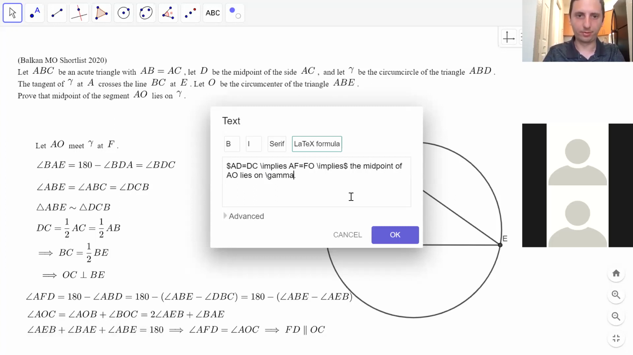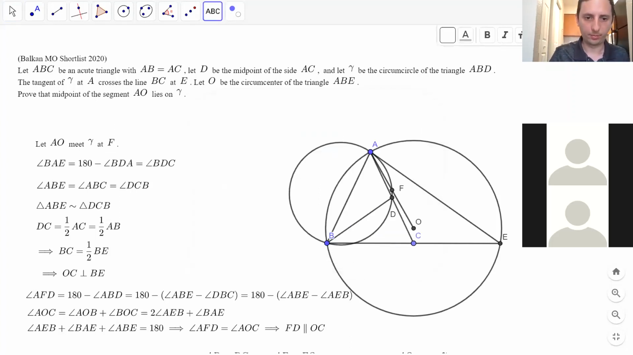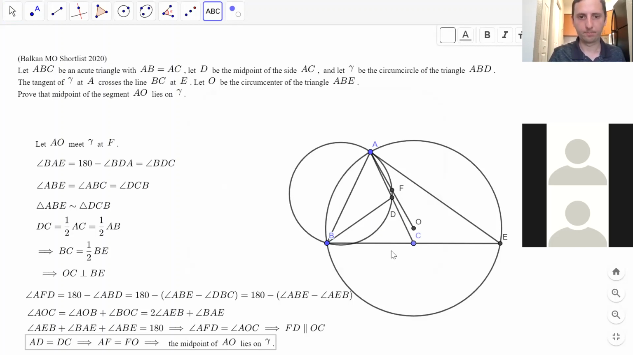I don't know if I found the most efficient way of doing it, but I'm sure if you look a little bit longer, there might be some ways to simplify it. So we'll move on to the next problem. It's a fun one.